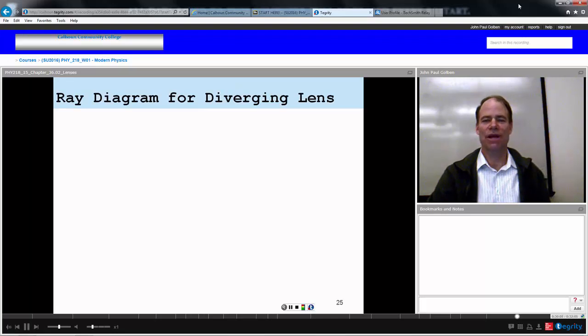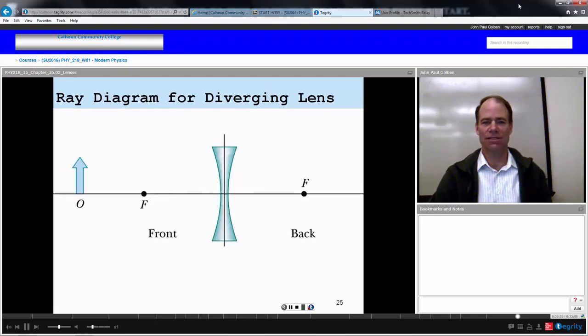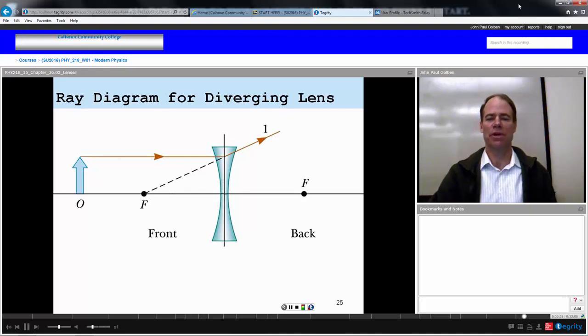Finally, let's try a ray diagram for a diverging lens. Here's a diverging lens. We have a parallel ray coming in. It's going to diverge when it reaches the lens and appear to have come from this focal point over here. So as we follow it backwards, it appears to come from that point.